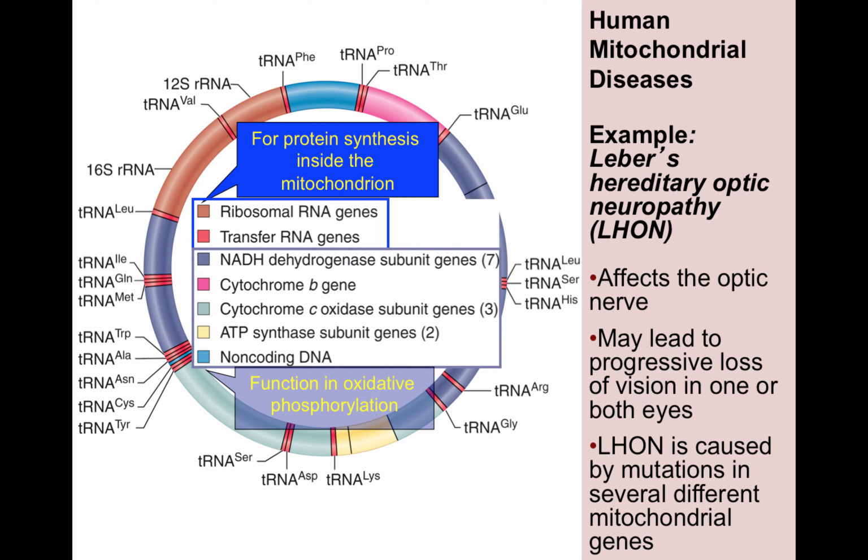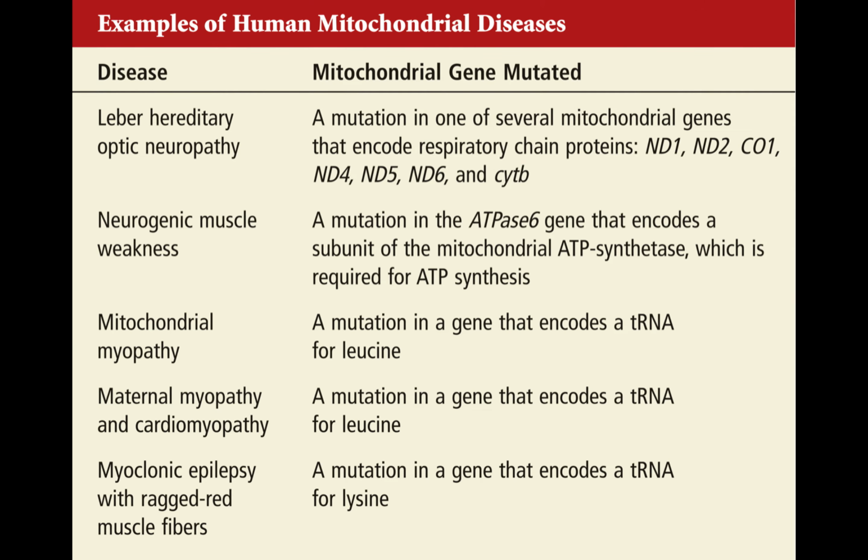There are many different human diseases that have been mapped to genes on the mitochondrial chromosome. An example is Leber's hereditary optic neuropathy, or LHON. It affects the optic nerve, and it can lead to progressive loss of vision in one or both eyes. It's caused by mutations in several different mitochondrial genes, such as ND1, ND2, all of these different genes. They're all respiratory chain proteins, and if you have mutations in any one of those within the mitochondrial genome, you will end up with LHON disease.